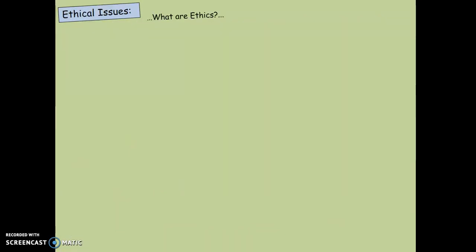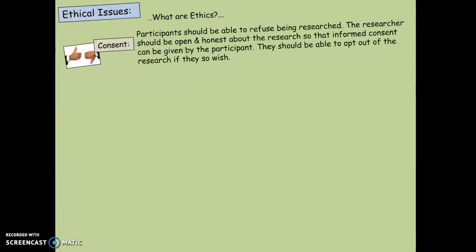So now we have ethical issues. Well, what are ethics? Well, we need consent. Participants should be able to refuse being researched. The researcher should be open and honest about the research so the informed consent can be given by the participant. They should be able to opt out of the research if they so wish.